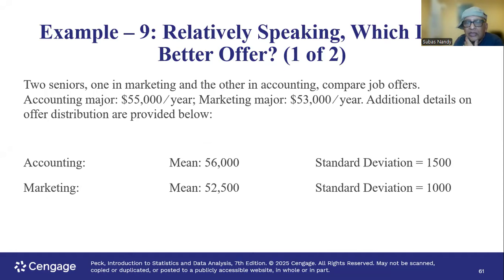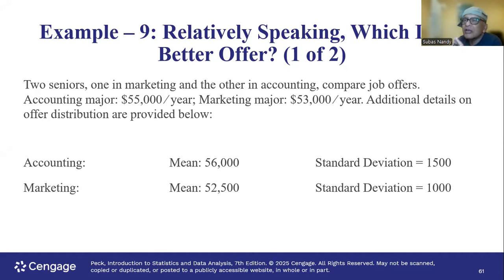So here is an interesting situation. You have accounting, mean is 56,000, with a standard deviation. And marketing, mean salary is 52,500, standard deviation is 1,000. So one particular student in accounting gets 55,000, other marketing major students get 53,000. Just by looking at it, it seems like the accounting major is getting a better deal. Is he or she really getting a good deal? How do you compare between marketing and accounting majors?